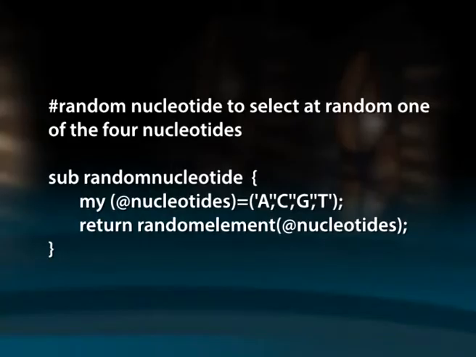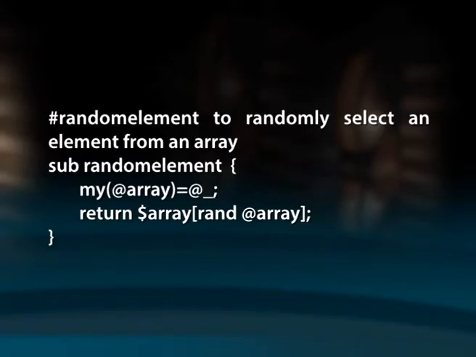Sub random nucleotide. The array nucleotides equal to A, C, G, T. Return random element of the array nucleotides. The subroutine random element is used to randomly select an element from an array. Sub random element, the array equal to @_. Return $array of rand the array.